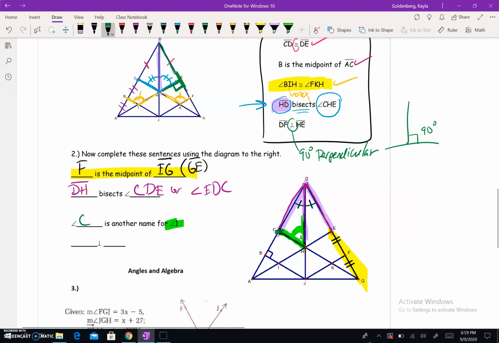So I'm going to start at point C. I'm going to go to H. That's my vertex, so H is always the middle. And then I'm going to go all the way up until it looks like D is that next point. You could also call that angle DHC if you prefer.